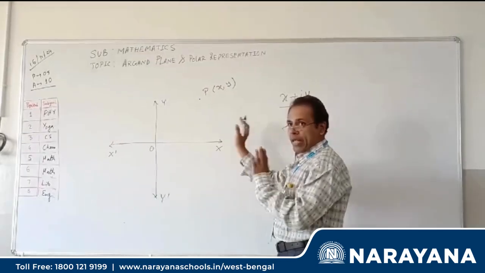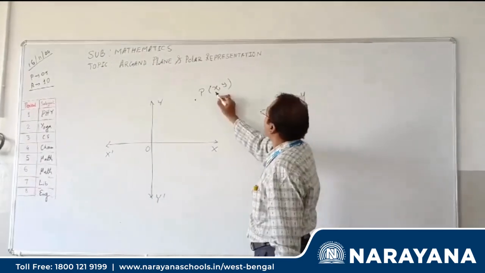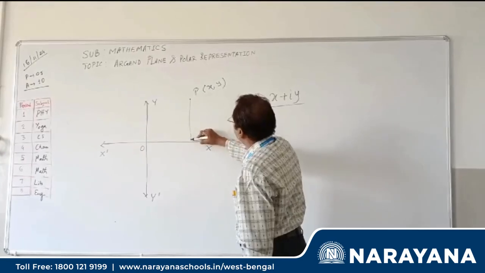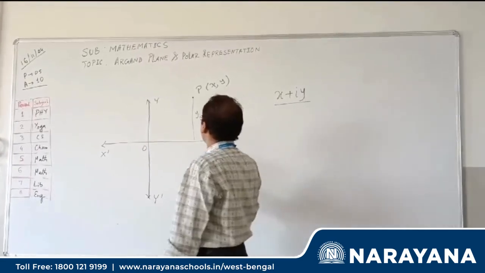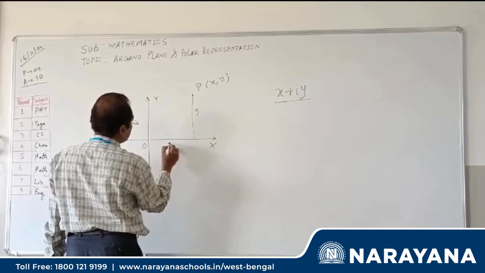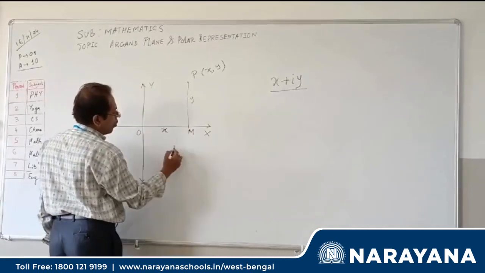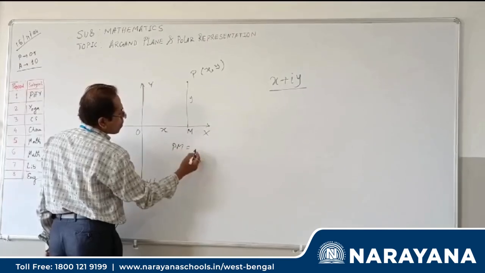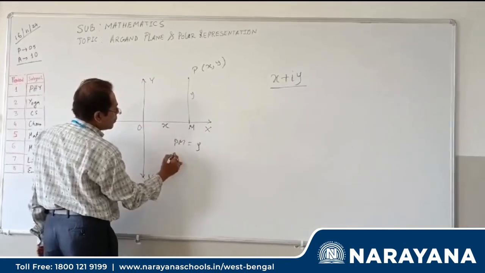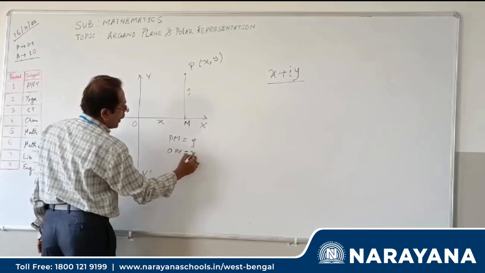So try to match it. Suppose x, what is x? Draw it here perpendicular. This length is y, and this length is x. So draw it at PM. So length PM goes to what? y, and OM equals x.